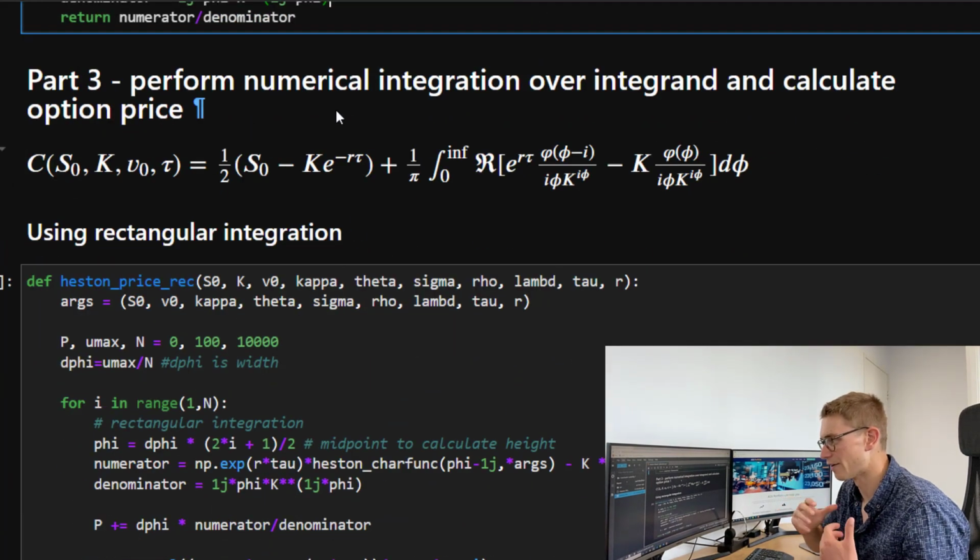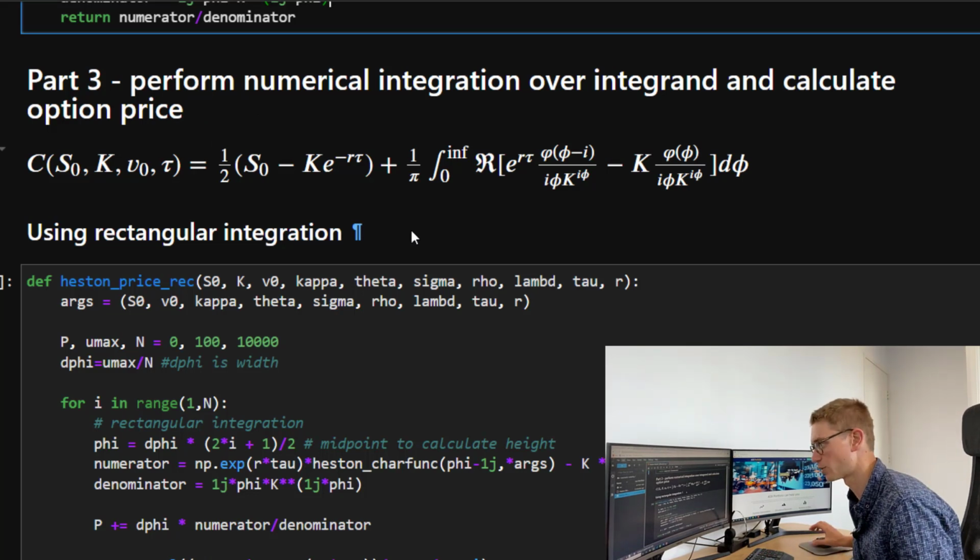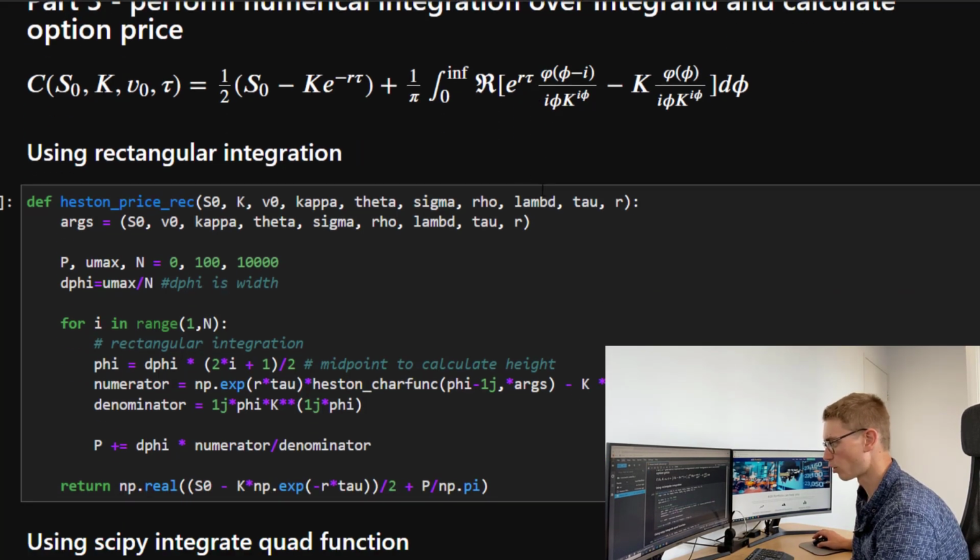Now, if you weren't going to use a package like SciPy, then we can perform this numerical integration ourselves, and the easiest and simplest one is probably one that you learnt in high school mathematics, which is rectangular integration. This is where we use the midpoint to calculate the height of the rectangle, and we multiply it by the width over this integration space.